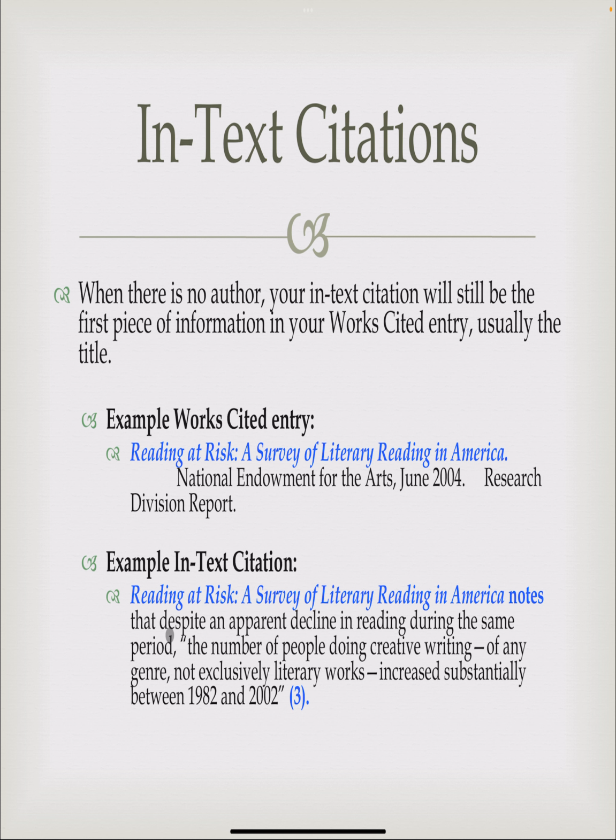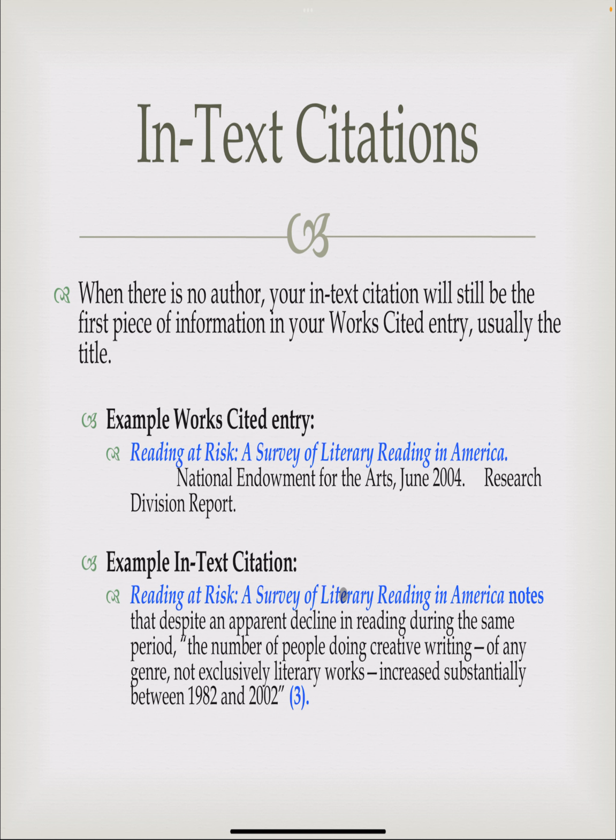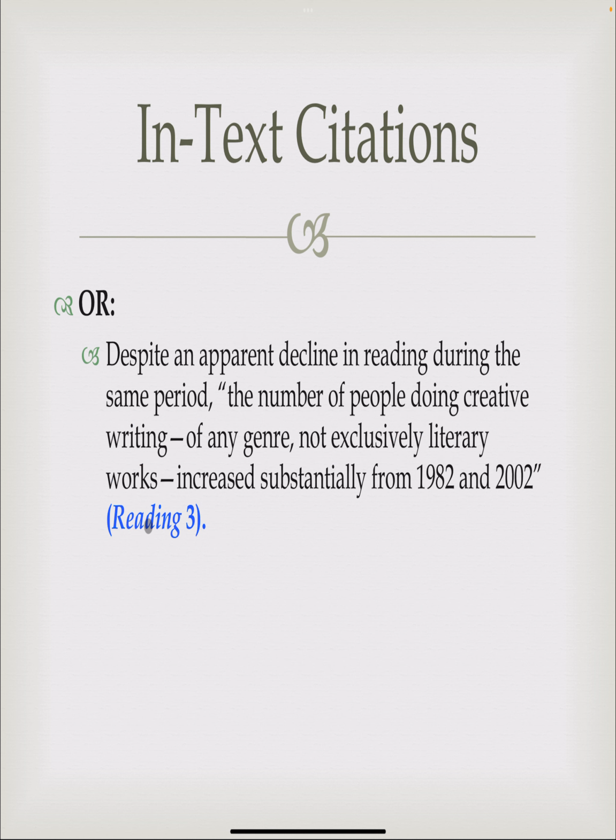An in-text citation narratively, right? So Reading at Risk notes. We're treating this text almost as if it were the author. And again, because it comes narratively, we don't need anything in the parentheses except for the number. Or, for example, here, Despite an apparent decline, etc., reading 3. It's just the first word of this longer title, which helps us keep things condensed. So first word and then 3.